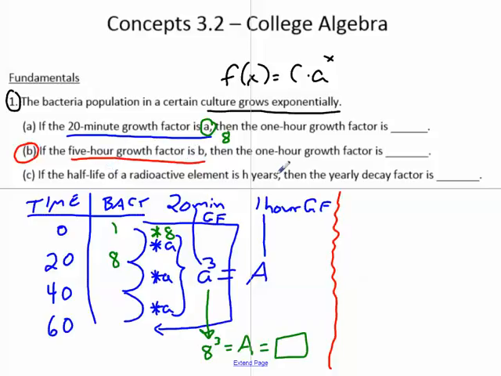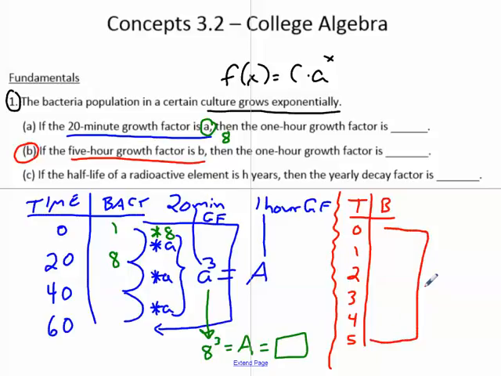The 5-hour growth factor was given to us, and we'd have to set up a similar situation over here. We'd have time, and we'd have bacteria. I would set this up as time: 0 hours, 1 hour, 2 hours, 3 hours, 4 hours, 5 hours, because we are given this information right over here. The 5-hour growth factor, I'm going to call it big A, is some number. I'm going to put in a number here very soon and show how it all works. But this big A is the 5-hour growth factor, and we've got to find out what the 1-hour growth factor is.